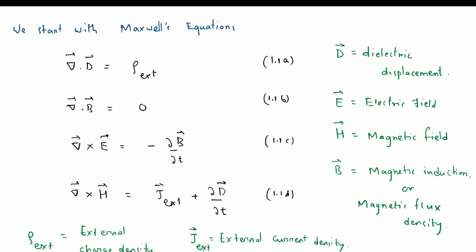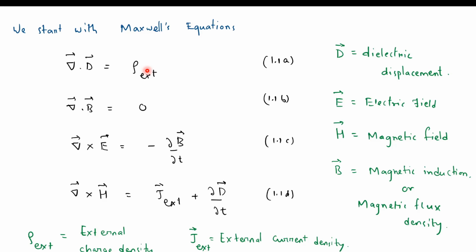So let us start with Maxwell's equations. The first equation is the Gauss law: the divergence of D, where D is the dielectric displacement, gives the external charge density. This external charge density is like injecting some charge into the material so that the fields in that material will get modified.